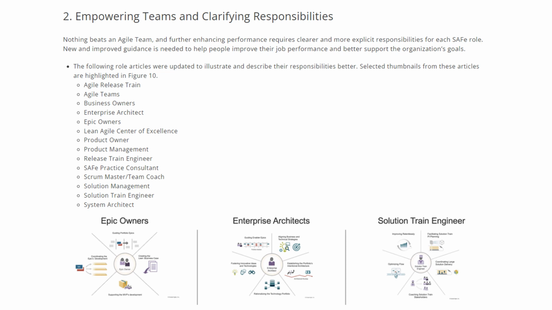Nothing beats an agile team, and further enhancing performance requires clearer and more explicit responsibilities for each SAFe role. New and improved guidance is needed to help people improve their job performance and better support the organization's goals. The following role articles were updated to illustrate and describe their responsibilities better. We discussed these roles in SAFe 5.1 as well: Agile, Lean Standard, Agile Teams, Business Owners, Epic Owners, Enterprise Architect, RTE, Product Manager. These 10 or 12 roles are enhanced with new things.